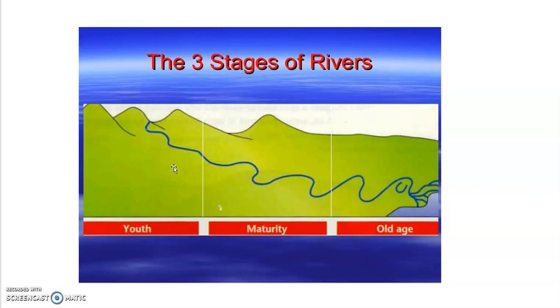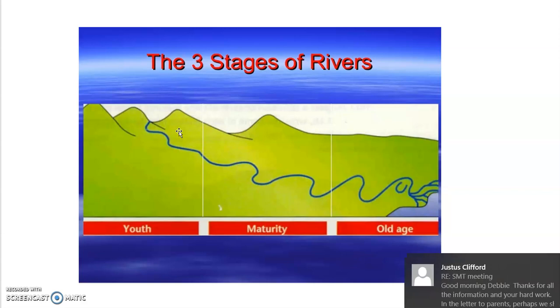It's up in the mountains where the river starts. Water needs to fall over a steep slope, and you can only find your steep slopes in this stage here. You can only find your cliffs in mountainous areas. So your waterfalls are going to be found in stage 1, or your youthful stage.